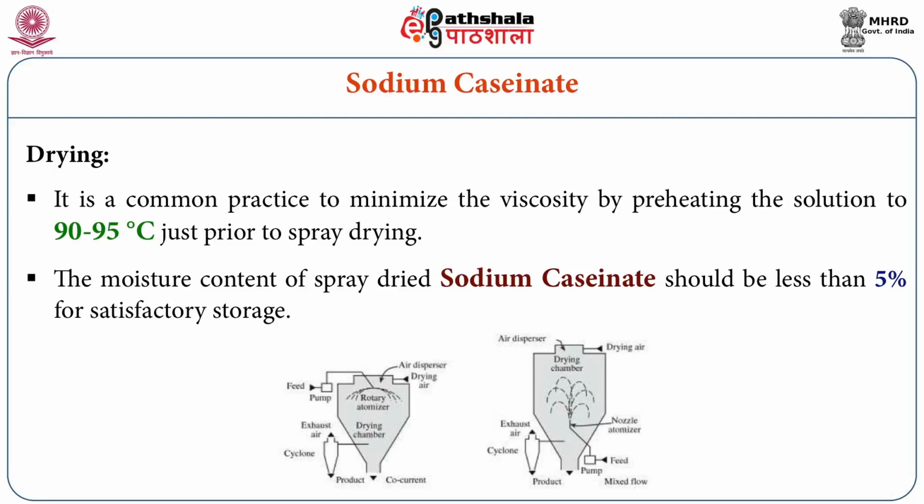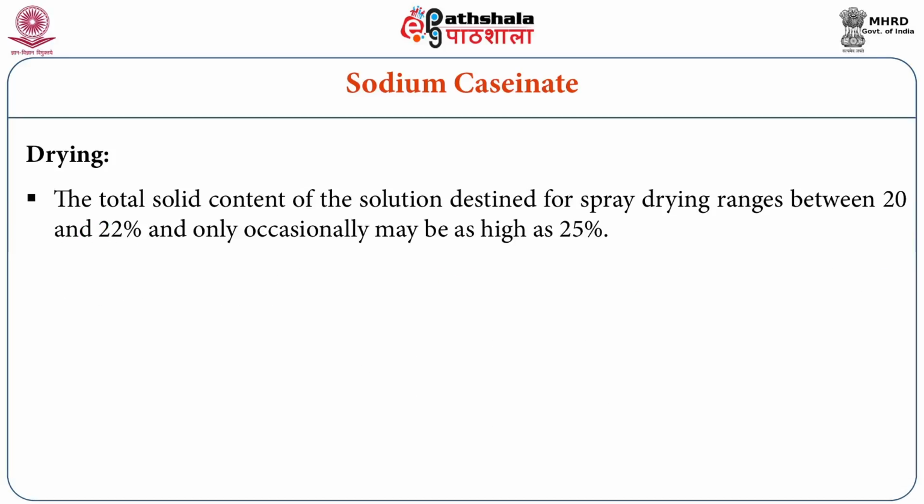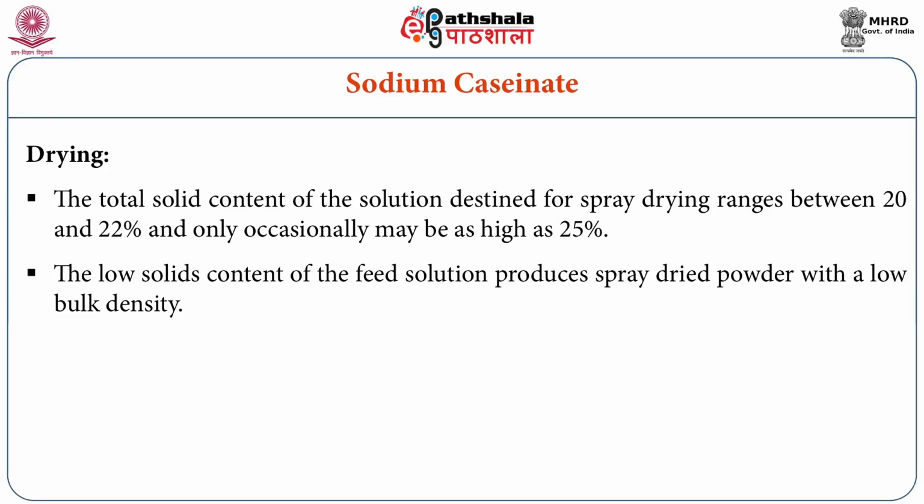The moisture content of spray dried sodium caseinate should be less than 5% for satisfactory storage. The total solid content of the solution destined for spray drying ranges between 20 and 22% and only occasionally may be as high as 25%. The low solids content of the feed solution produces spray dried powder with a low bulk density. It may vary from 0.25 gram per ml to 0.4 gram per ml.